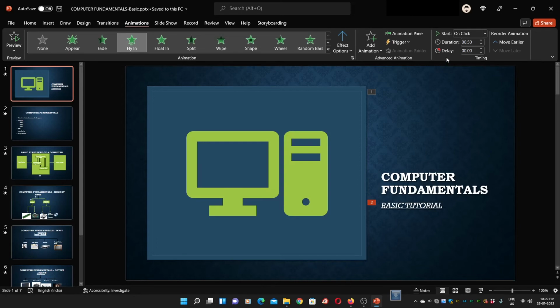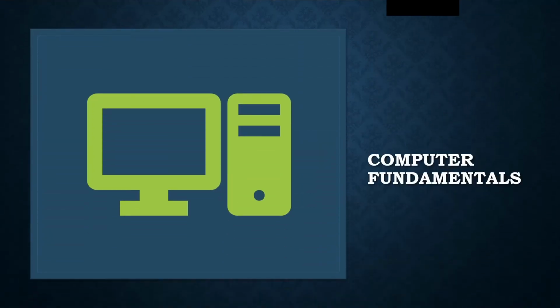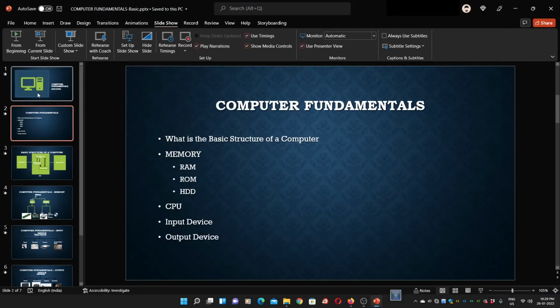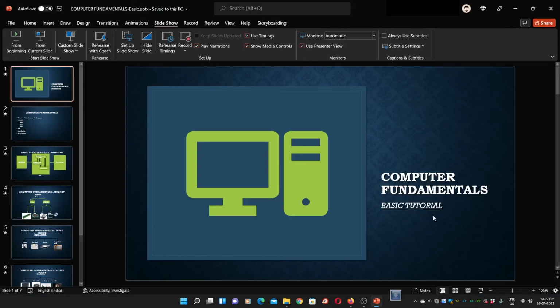Now, suppose this is coming from the duration of delay. This total animation will take a fraction of 50 seconds. And that is delay. You can add a delay after clicking for another few moments. Let's see how it functions. So you can see this basic tutorial came a little later after I clicked.